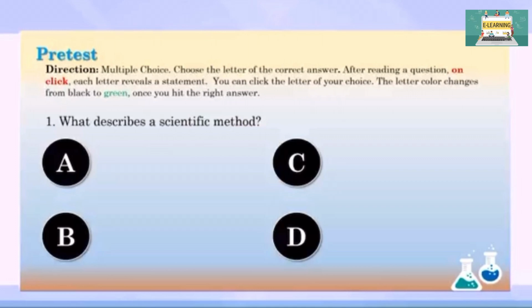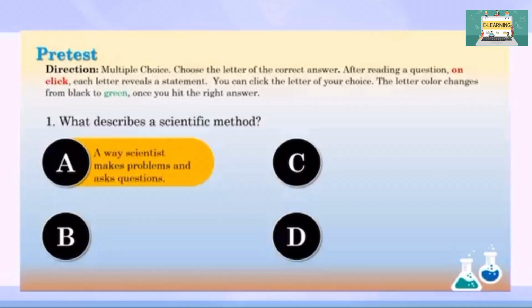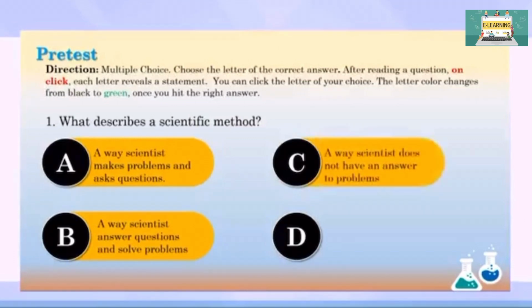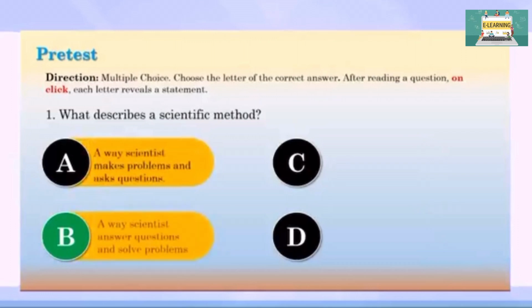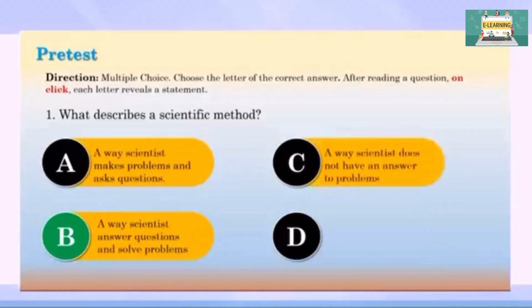What describes a scientific method? Is it letter A, a way scientists make problems and ask questions? B, a way scientists answer questions and solve problems? Or letter C, a way scientist does not have an answer to problems? Letter D, a way scientist hides the solution to a problem? You are correct. The answer is letter B. A way scientists answer questions and solve problems.